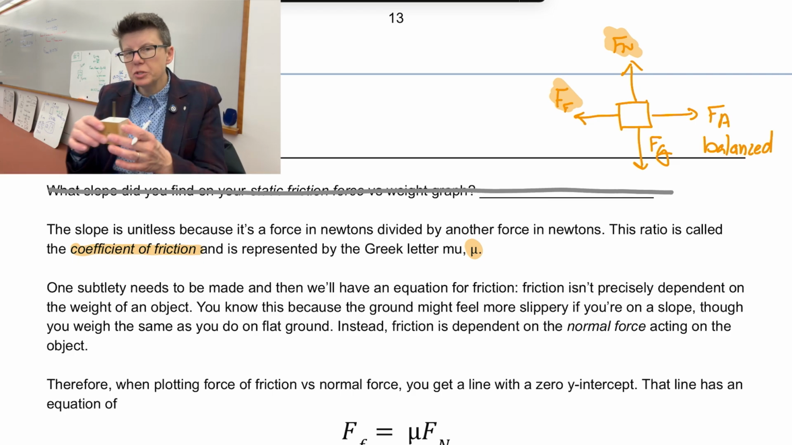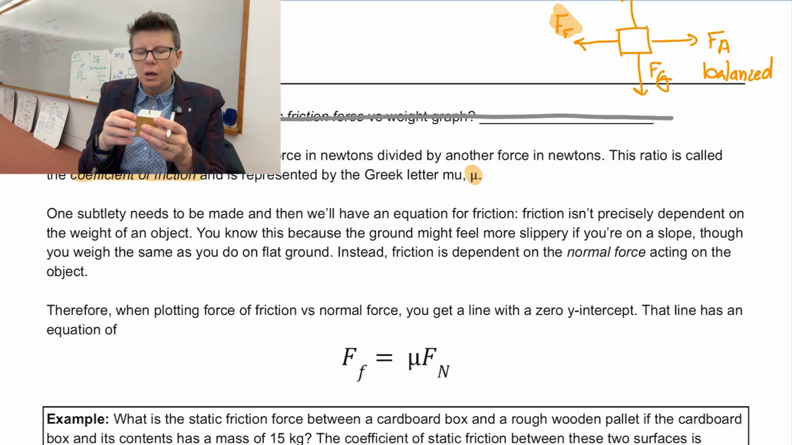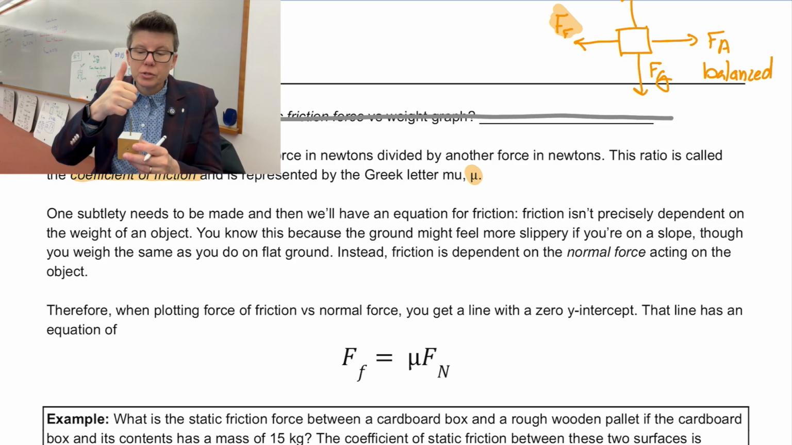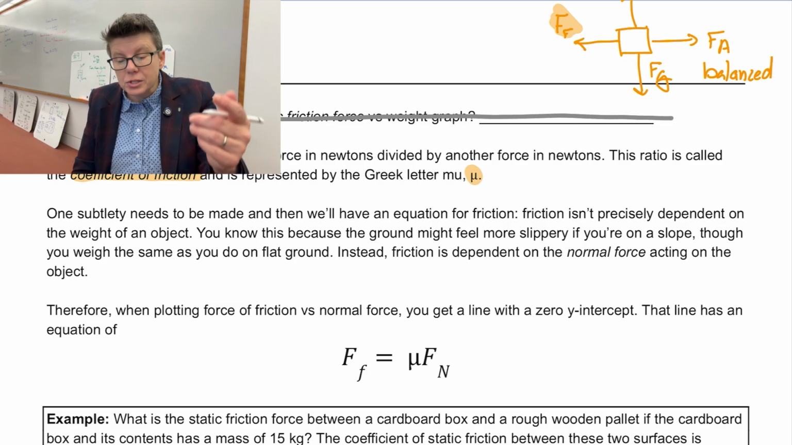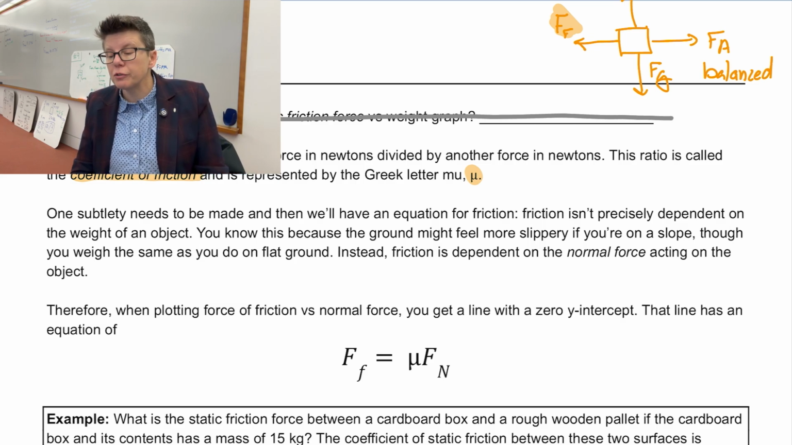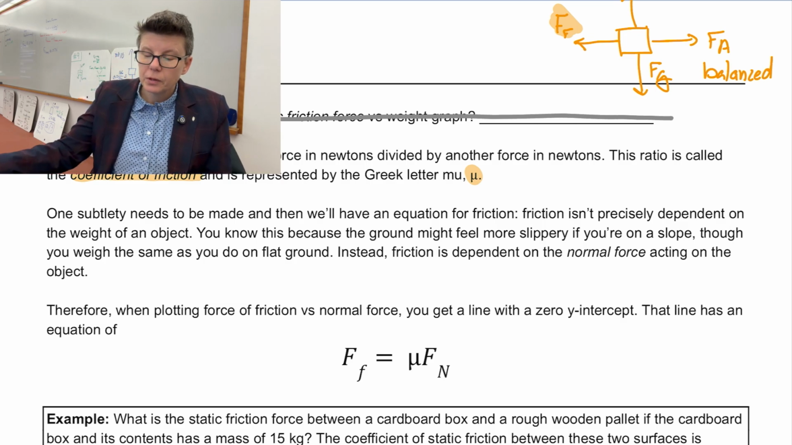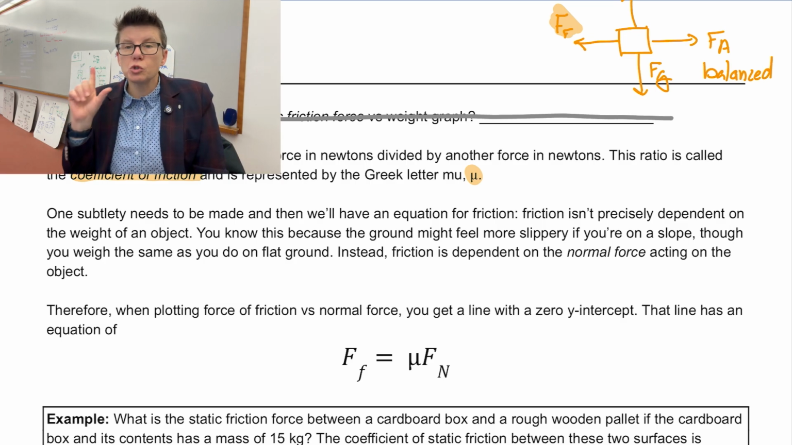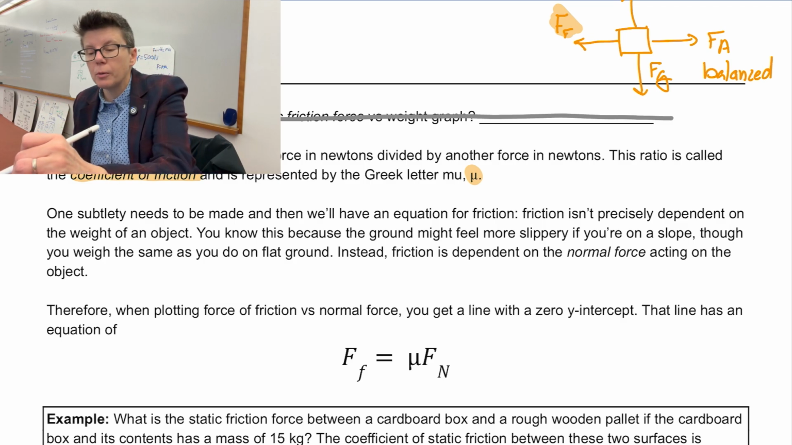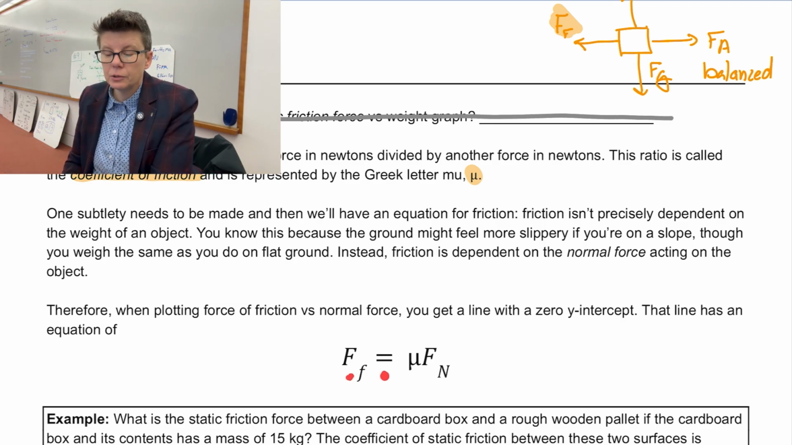So I want to point out that we've been talking about how heavy the block is, but the actual weight of the block is not the important thing. It's the size of the normal force. So that's what this next paragraph names. One subtlety needs to be made, and then we'll have an equation for friction. Friction isn't precisely dependent on the weight of an object. You know this because the ground might feel more slippery if you're on a slope, even though your weight hasn't changed. Instead, friction is actually dependent on the normal force acting on the object. Here's our equation. Friction force equals coefficient of friction times normal force.